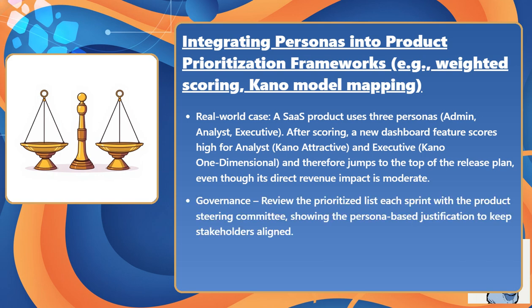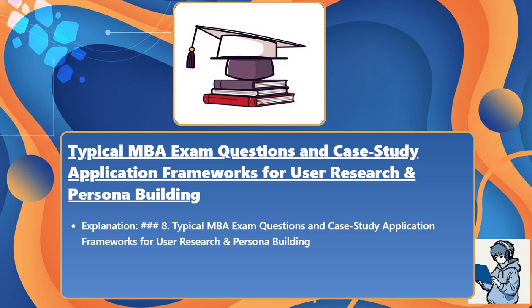Governance: review the prioritized list each sprint with the product steering committee, showing the persona-based justification to keep stakeholders aligned. Explanation: typical MBA exam questions and case study application frameworks for user research and persona building.